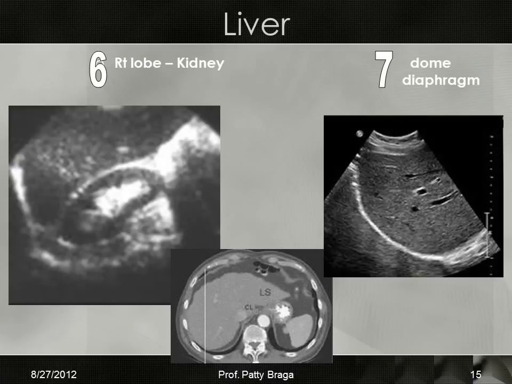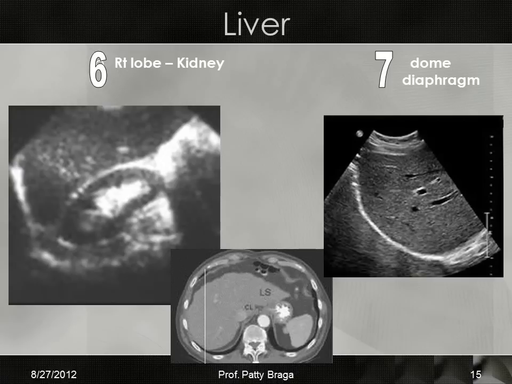Image 6 is showing the kidney and the right lobe of the liver together, and this is done for a few reasons. One is it shows the comparison size of the organs together. It also compares the echogenicity of the two organs, and that helps when we're determining disease processes. 7 is for the dome of the liver.